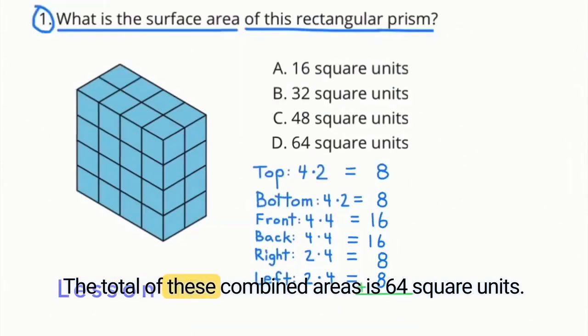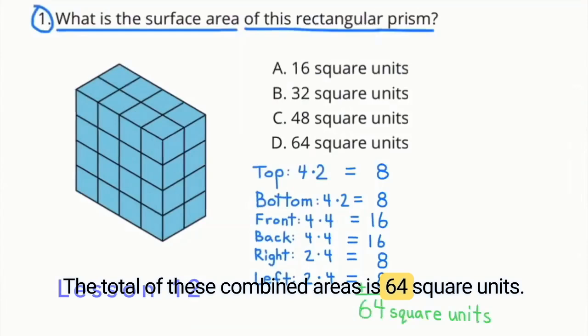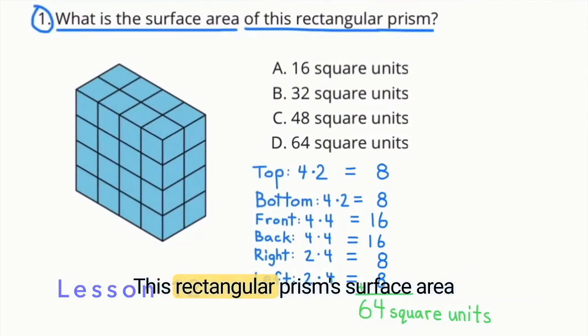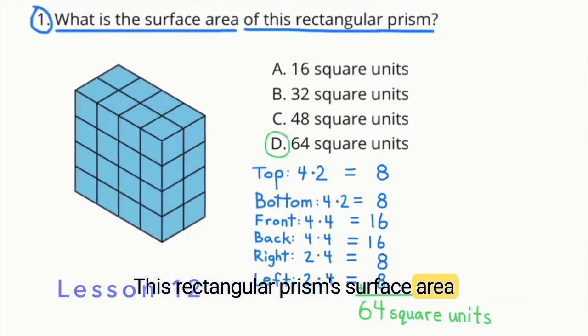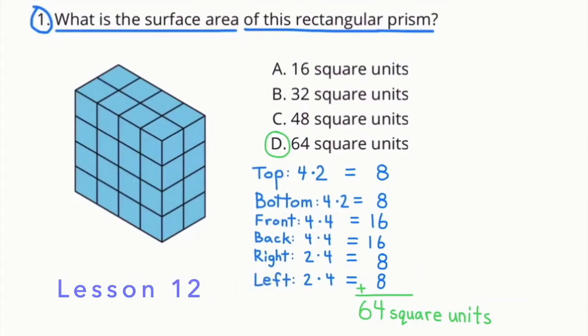The total of these combined areas is 64 square units. This rectangular prism's surface area is 64 square units.